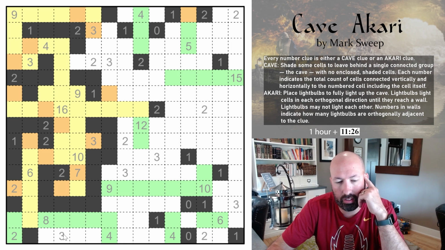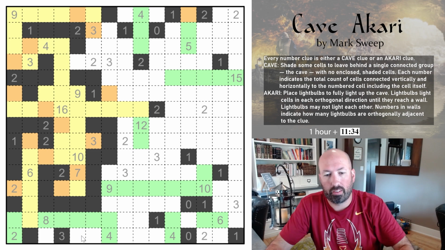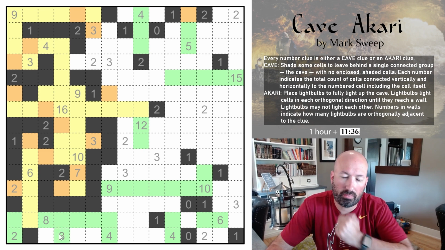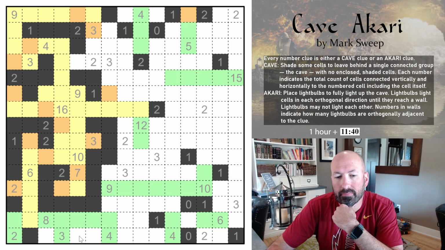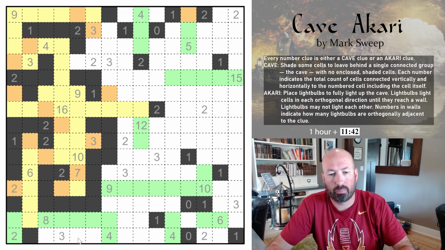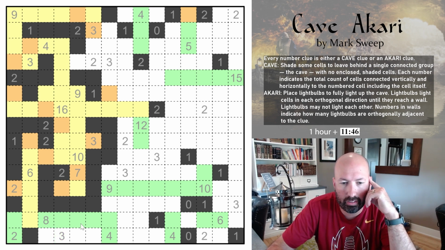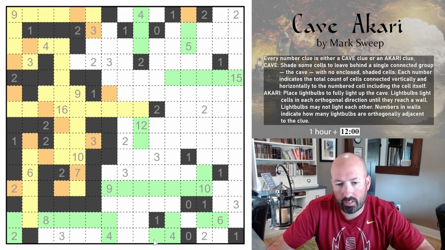If this is wall, it needs to have lights on all 3 sides. I think that's possible. If it's cave, yeah, that's possible too. Okay. Where do we look next?